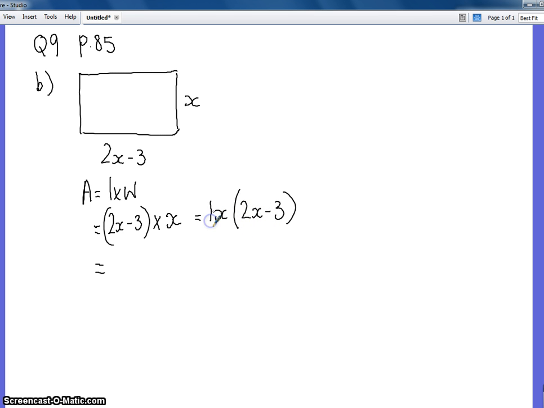X, you got 1 there, so 1 times 2 is 2. X times x is x squared. And then x times negative 3, you got a positive and a negative, makes a negative. X times 3 gives you 3x. So you got 2x squared, take 3x, and I'm happy for you to leave it like that, to be honest with you. Okay. Alternatively, you could say it's something like that, but that's just the expanded form of what you've got written there.